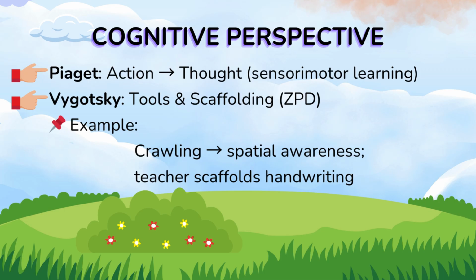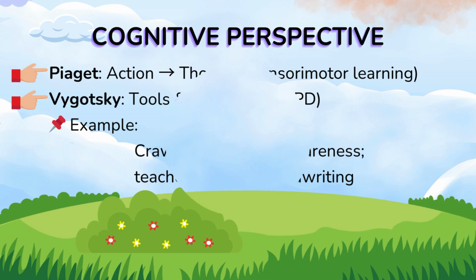Vygotsky highlighted the social side. He argued that children develop best when given support within their zone of proximal development, or ZPD. For example, a teacher guiding a child's handwriting, by holding the child's hand first, then gradually letting go, scaffolds both motor and cognitive growth. So, in this perspective, physical development and cognitive development are inseparable. Movement fuels thought, and guidance sharpens skill.